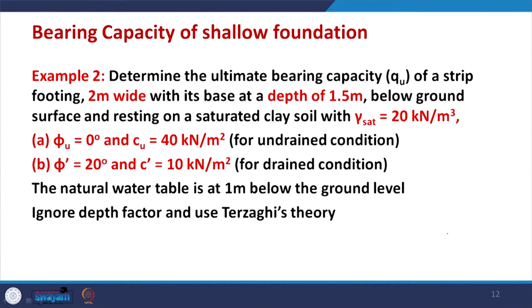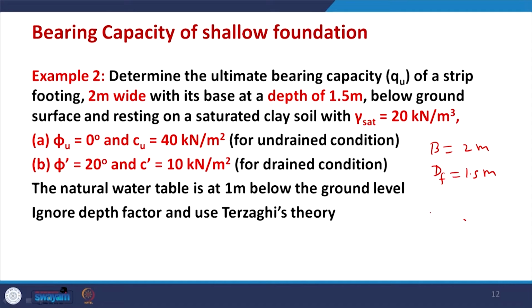The ultimate bearing capacity qu of a strip footing which is 2 meter wide and lying at a depth of 1.5 meter. Simply, what we see in this case is that B is given as 2 meter and Df is given as 1.5 meter, and B is greater than Df. So this is a shallow foundation. The saturated unit weight of the soil is given as 20 kilonewton per meter cube.